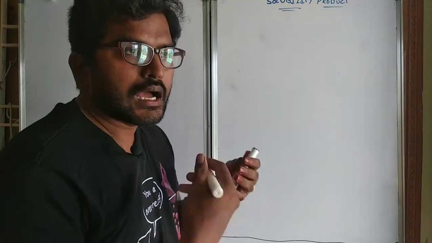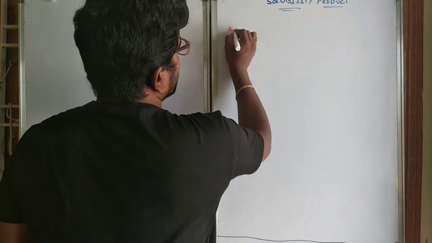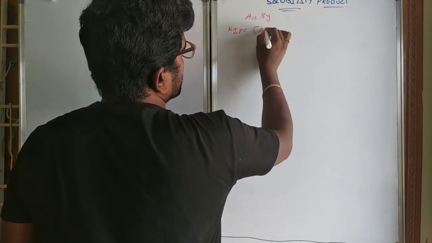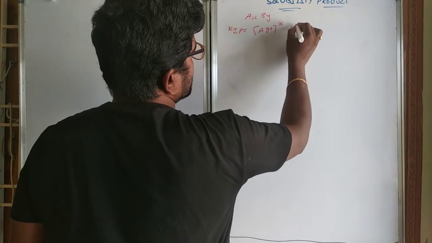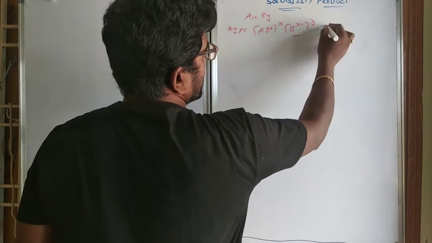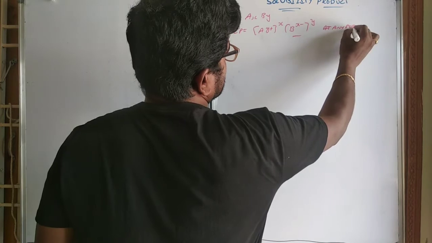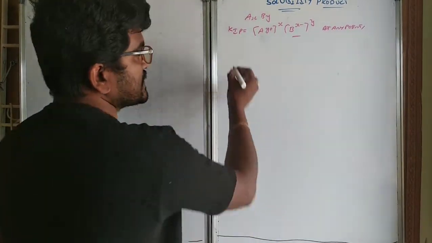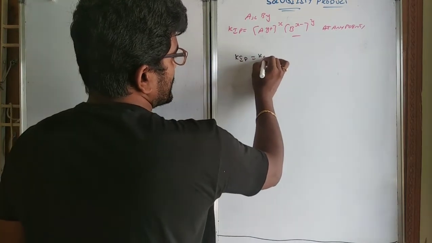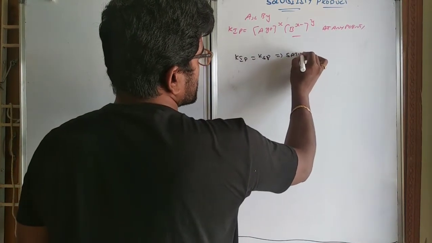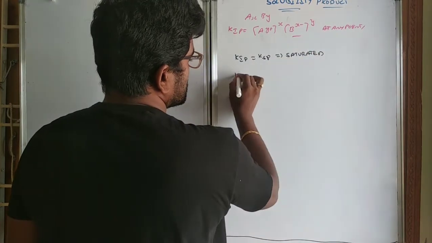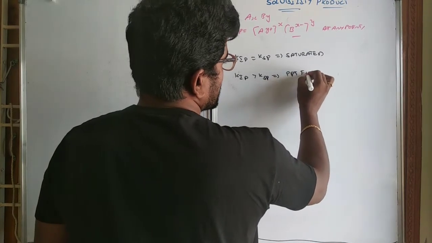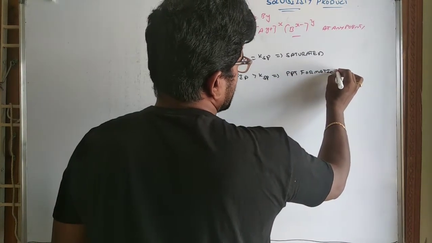So let us see ionic product. KIP is equal to, for AxBy only, [Ay+]^x [Bx-]^y at any point. At any point, that is nothing but the ionic product. Now let us see the relation. If KIP equals KSP, the solution is a saturated solution. KIP greater than KSP means precipitate formation takes place.